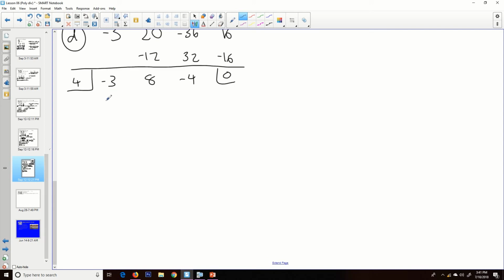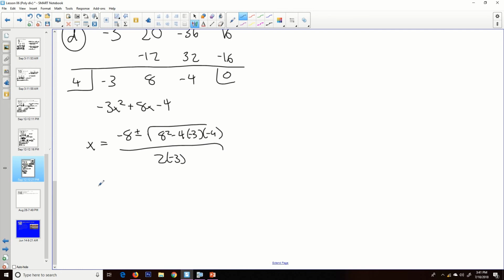And so this would be 3x squared plus 8x minus 4. I'm going to use the quadratic formula on it to find the remaining zeros. So I got x equals, it'll be negative 8 plus or minus the square root of 8 squared minus 4 times negative 3 times negative 4 all over 2 times negative 3. That'll be negative 8 plus or minus the square root of 64. And let's see here, 4 times 4 would be 16, and then 16 times 3, 15 times 3 would be 45 plus, so 3 negatives gives me a negative, I think it would be 48 all over negative 6.